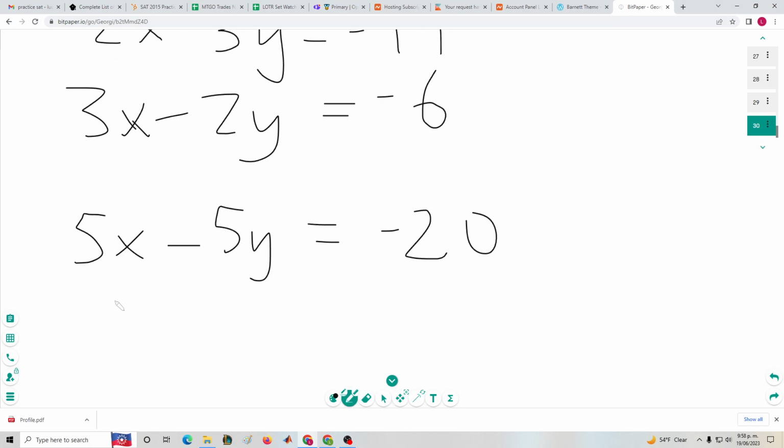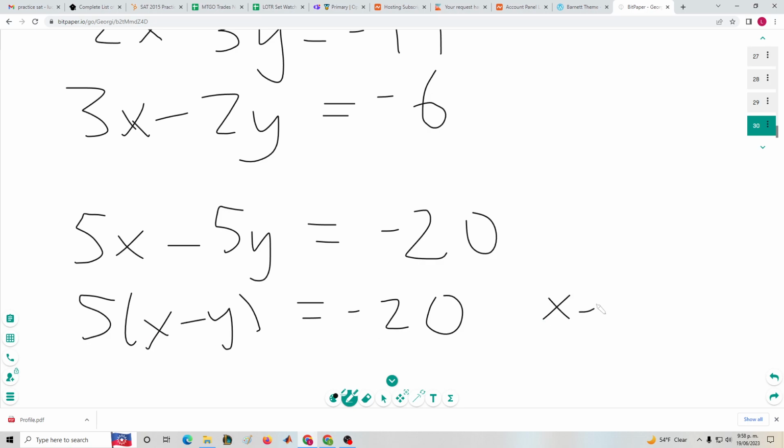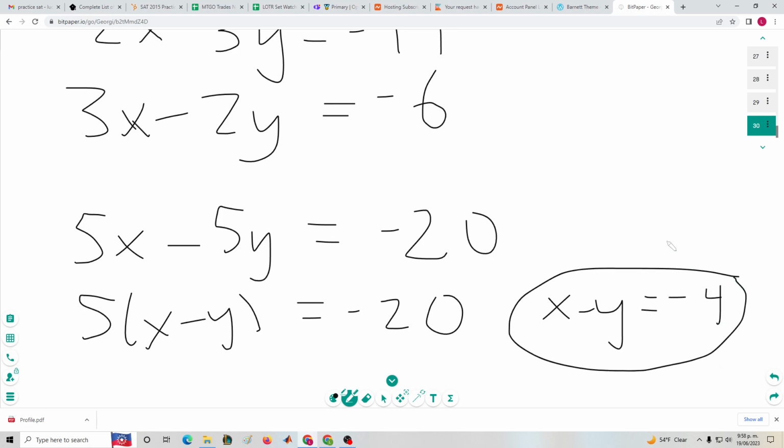We basically have 5 groups of x minus y equal to negative 20. Which means that x minus y has to be negative 20 divided by 5, or x minus y is equal to negative 4. And that is a much faster way to solve the problem. Not only will you save time, giving you more time for the other problems on the test, but it's also a cleaner way of doing the problem, so it's harder to make mistakes.